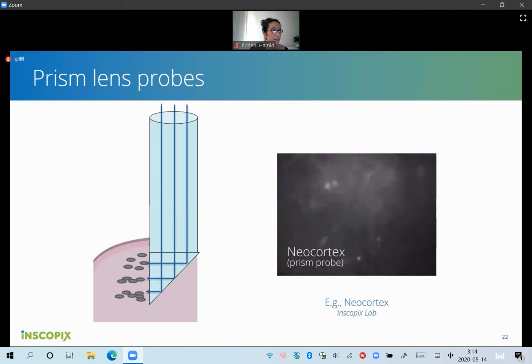Prism lenses, on the other hand, allow light to pass from the top of the lens down to where they exit at a perpendicular angle. This enables imaging of cells from the side of the lens. In the example shown here from the Inscopix lab, a prism lens was inserted in the cortex in order to image multiple layers of cells at the same time.